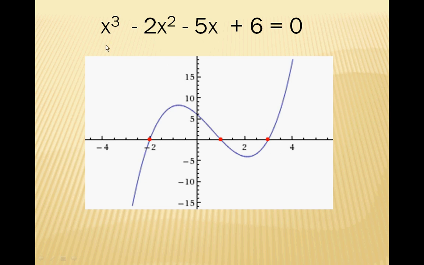And if you put all three of those numbers one at a time into our original polynomial, you'll see that it does make it 0. So that's how we do finding the zeros of a polynomial.